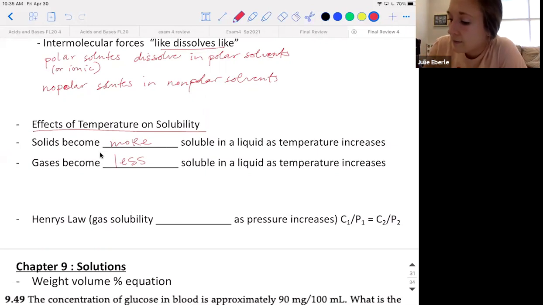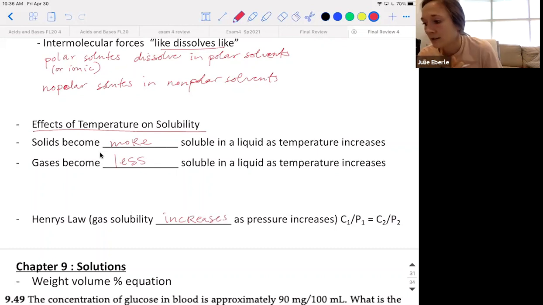All right, Henry's law. We said solubility of gas increases as pressure increases. Henry's law, C1 over P1 equals C2 over P2, where C is the concentration with units of grams per 100 ml, and pressure is P, and just make sure units match.